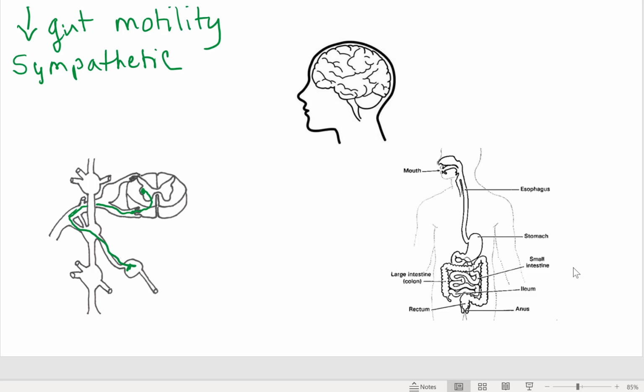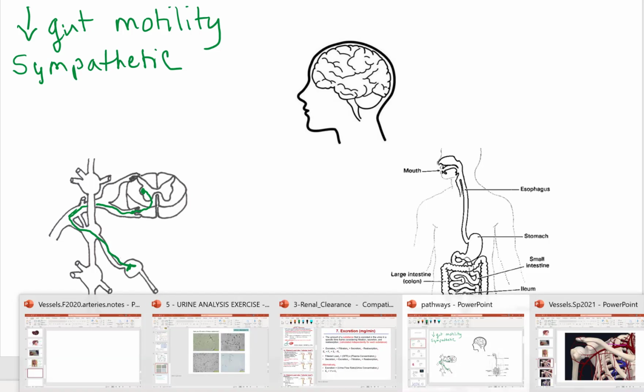Is that a gray? The one on the left towards the top, that's a white ramus or a gray ramus? I thought the ones on the outside were white. Sorry, white, yes, white. The postganglionic fiber is gray. Yes, sorry. Got it.